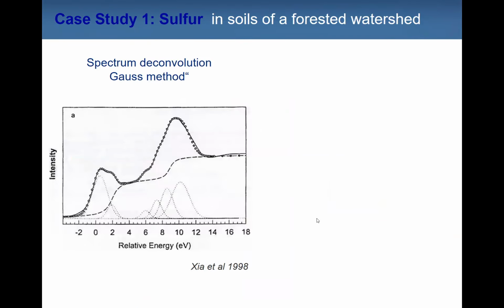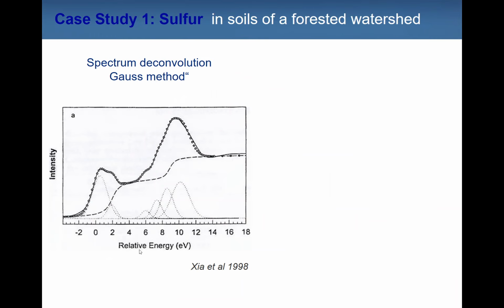How can you deconvolute spectra? There are two methods I was working with. One is the classical spectrum deconvolution using the Gauss method, that you simulate the spectrum of your sample by a sequence of Gaussian peak fittings plus arctangents to get the edge step.